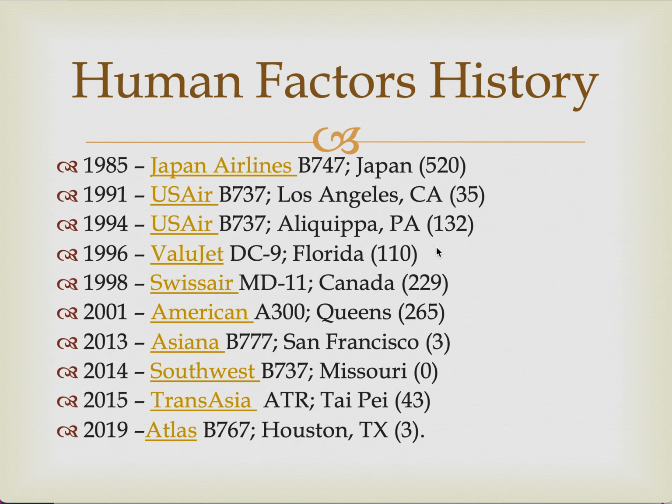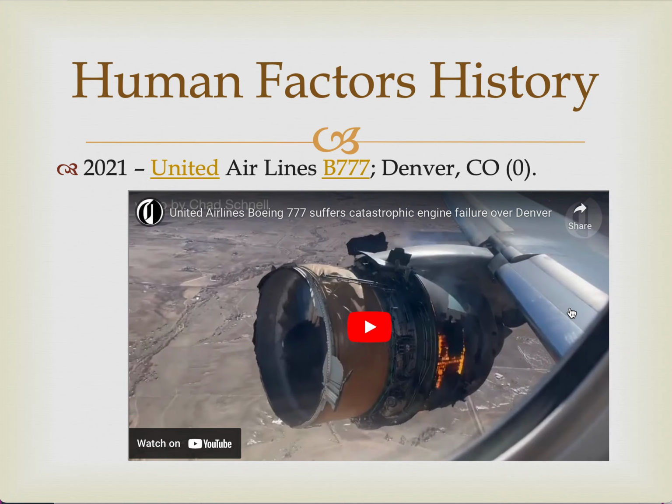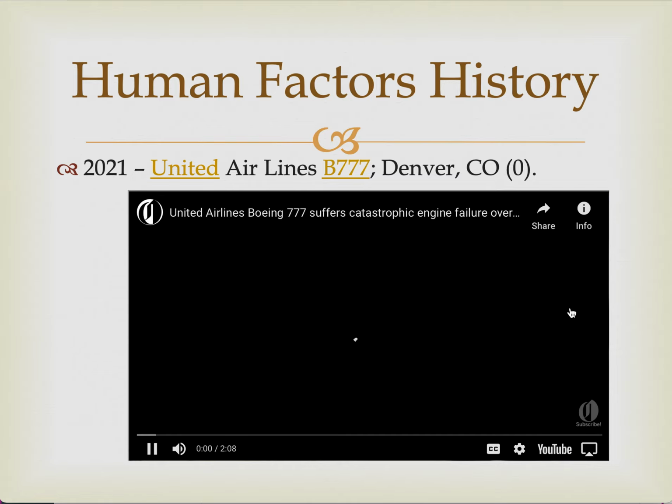So we're trending in the right direction. Accidents happen less and less frequently, and when they do happen, usually fewer and fewer people perish in them. All the way down to, I'm going to say this is kind of what we're looking for here, right? So this United Airlines Boeing 777 took off out of Denver, Colorado. This is just in 2021.